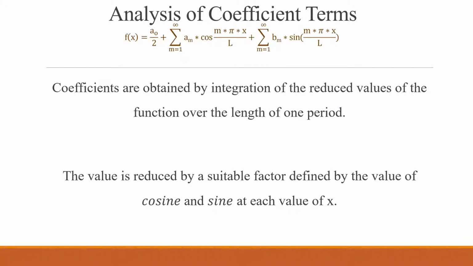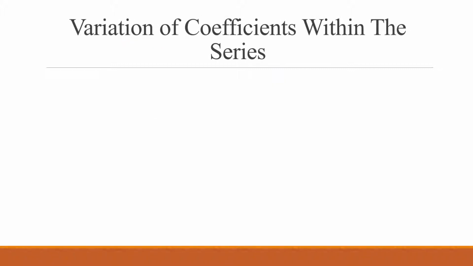However, the values of the function in each integration were being reduced by a suitable factor. We saw that the sine function in the previous definitions was responsible for this reduction of the values of the function at every x. Now we try to understand the variation of coefficients within the series. We know the series consists of infinite number of terms, so we want to determine how the value of the coefficient for cosine and sine functions vary term to term.